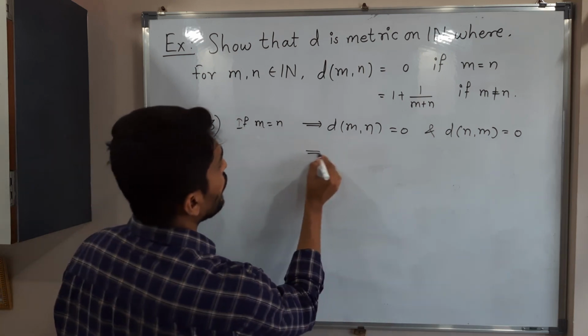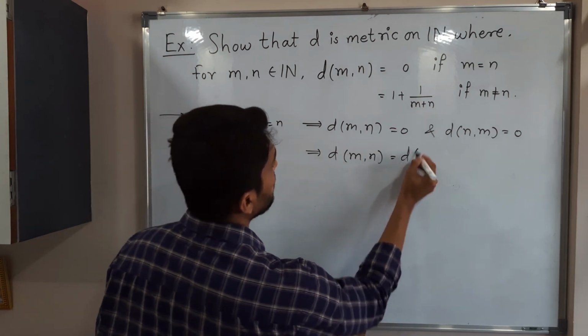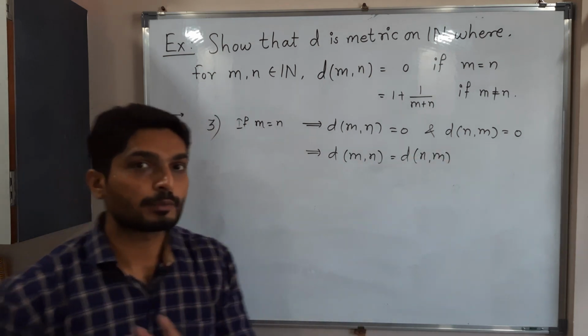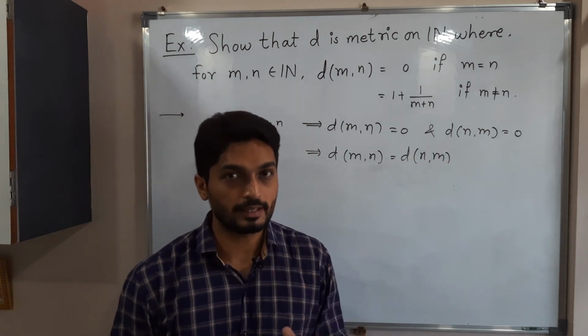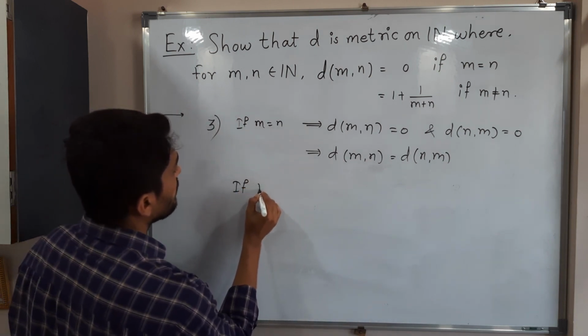So d of m comma n is the same as d of n comma m, since both of them are 0. That means the third property is proved in this case, right? So let us go for the next case. I'm talking about the next case now.